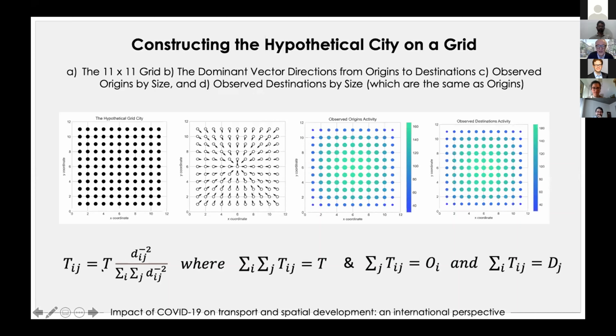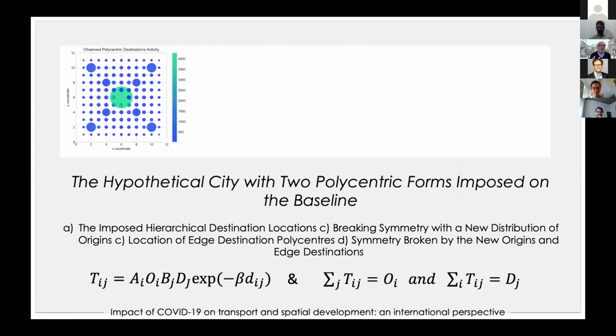This unconstrained gravity model, the null gravity model in some sense, tends to be symmetric. So that's our basic landscape. The next thing we do is impose a hierarchy on it, and you see what we've done artificially.